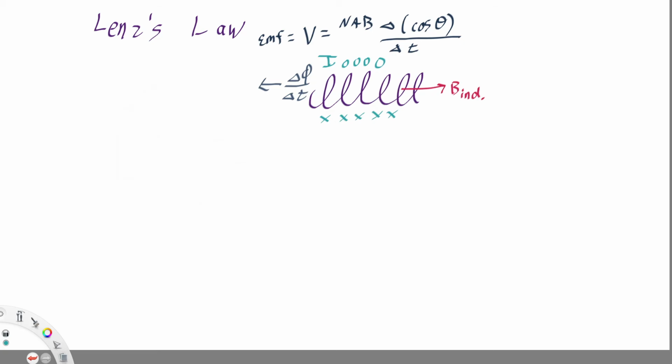If your flux is increasing, then the change in flux is parallel to the B field. But if your flux is decreasing, then your change in flux is opposite the B field. Did that answer your question? Okay.